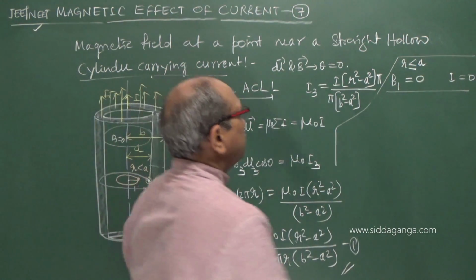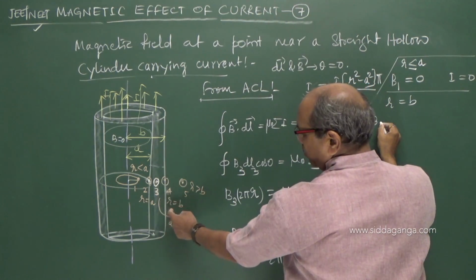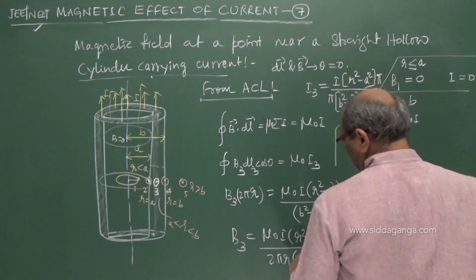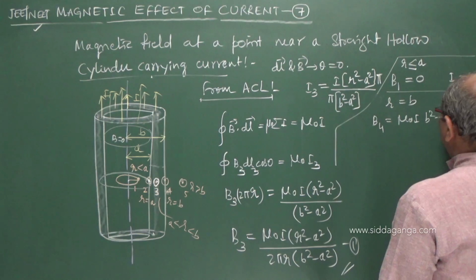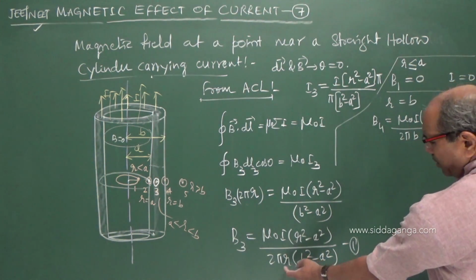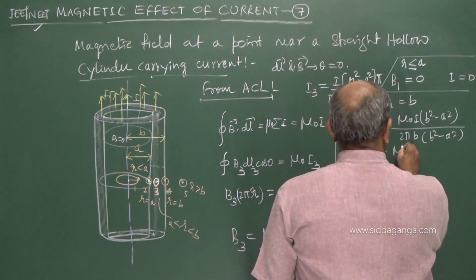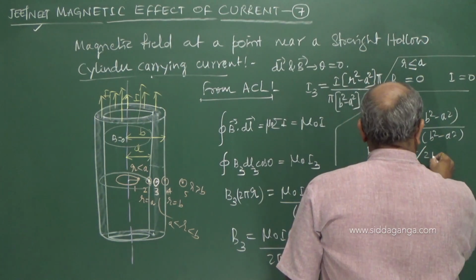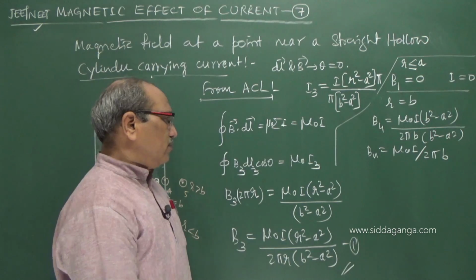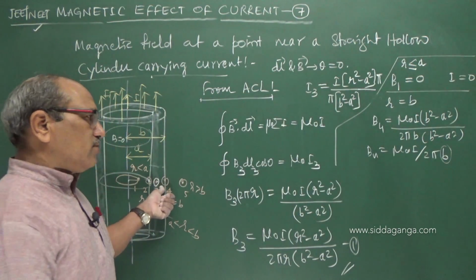In between, then R equal to B, substitute. At R equal to B, B4 is mu naught I into B square minus A square by 2 pi B into B square minus A square. So this becomes simply mu naught I by 2 pi B. B square minus A square cancelled. Which suggests it only depends on B, meaning at the surface the field becomes maximum.